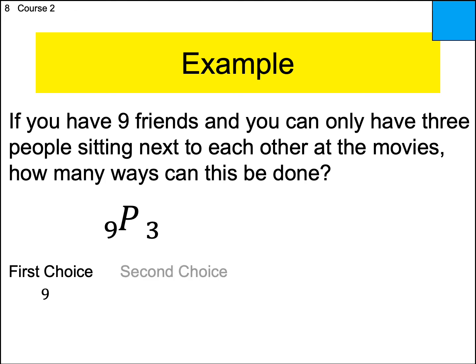When the second person sits down, well, there's 8 friends you can choose from. And when the last person sits down, there are 7 people to choose from. That's 9 times 8 times 7. This is 9, choose 3. Does that make sense? Well, the only thing left to do is that math. 9 times 8 times 7 is 504. Think about that, right? If you have 9 friends, there's 504 different ways that 3 of them can sit down. That's a lot of choices.